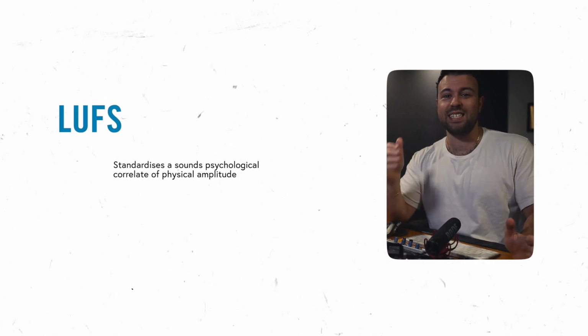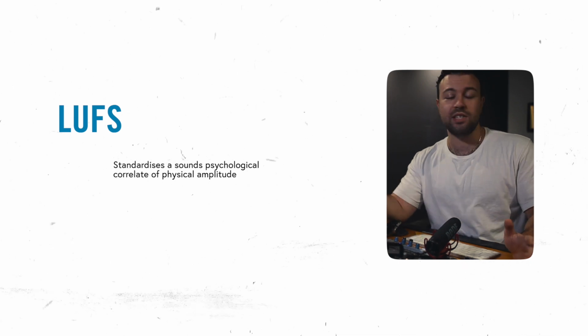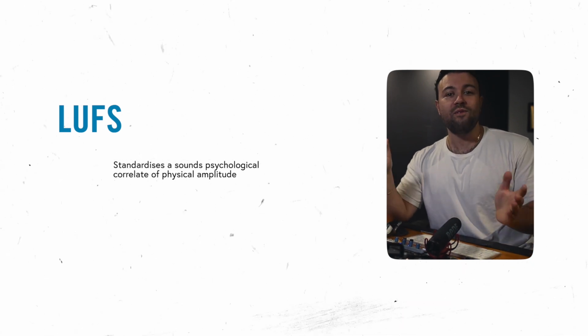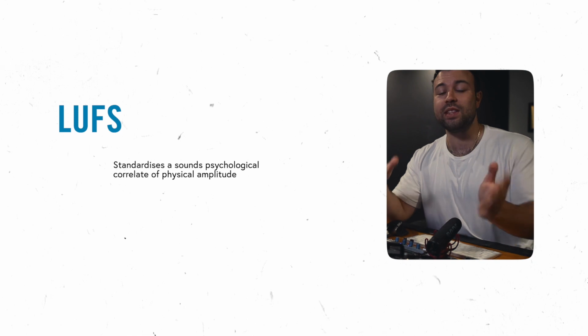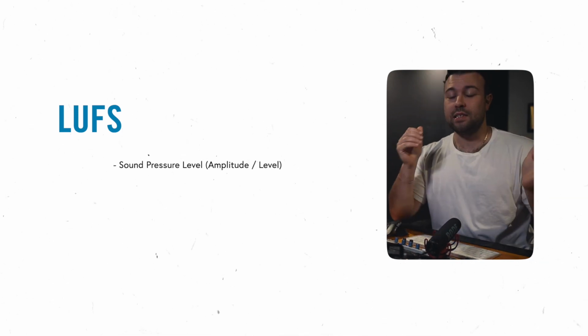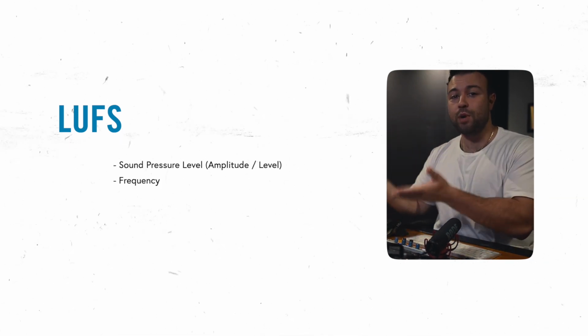LUFS standardizes the psychological correlate of physical amplitude, but what factors are taken into consideration with this standardization? First is the sound pressure level, second, frequency, third, duration. For myself, I was very aware of how both RMS amplitude of a signal and the frequency balance of a signal was filtered with K-weighting in order to achieve a perceived loudness. However, the turning point for myself was how duration was used in calculating an integrated LUFS level.